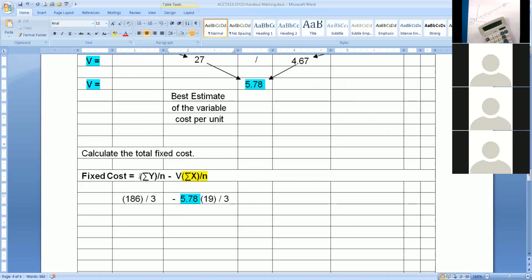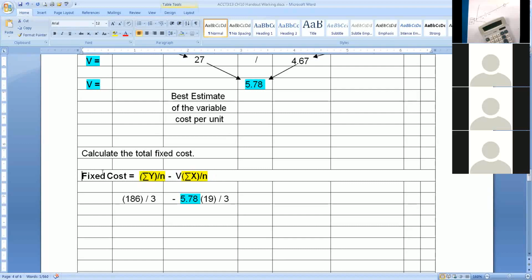Yeah, so these are really just getting the averages. If you look at it, this is the average total cost minus the average variable cost. It's just like our high-low method, actually. Total cost minus the variable cost. So this is variable and fixed.